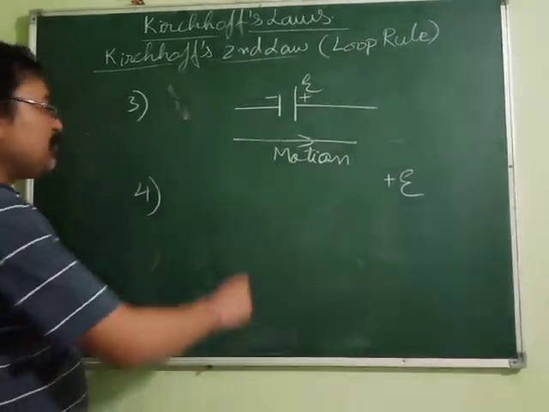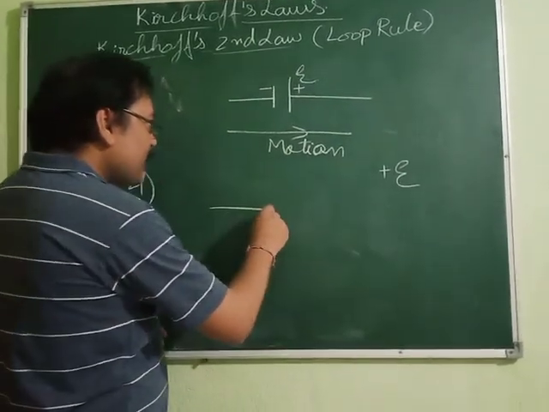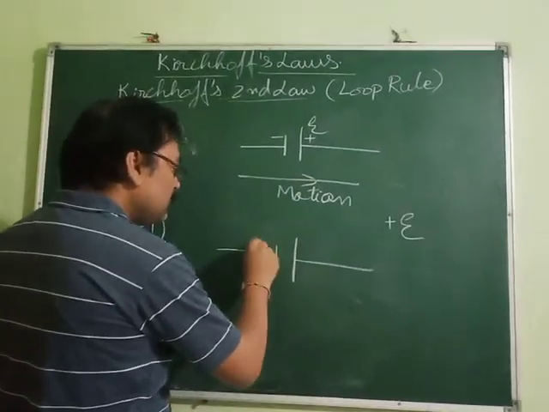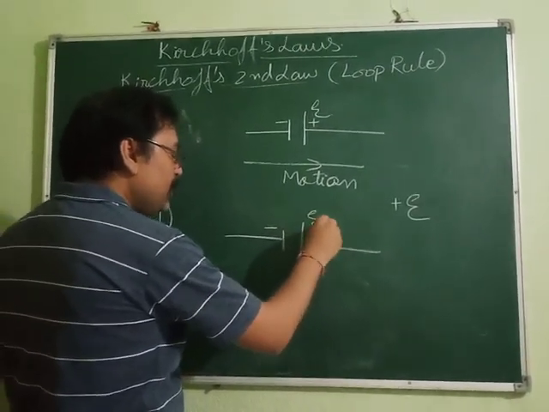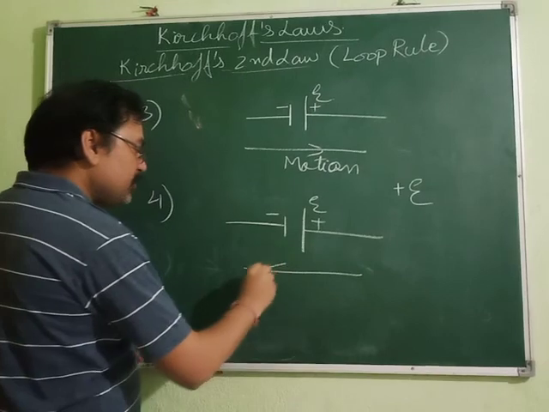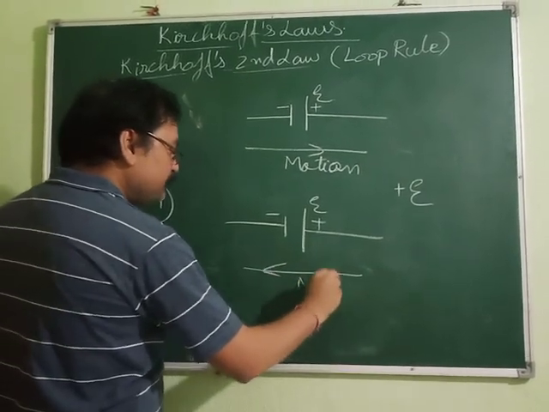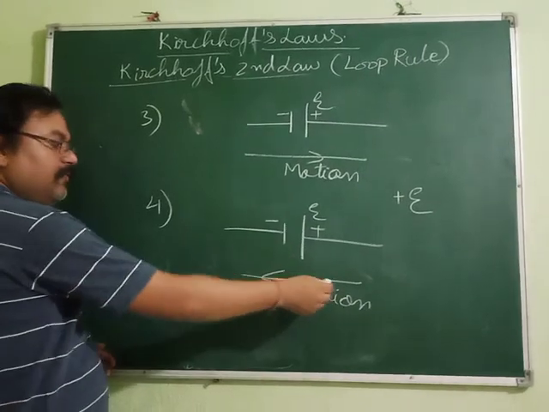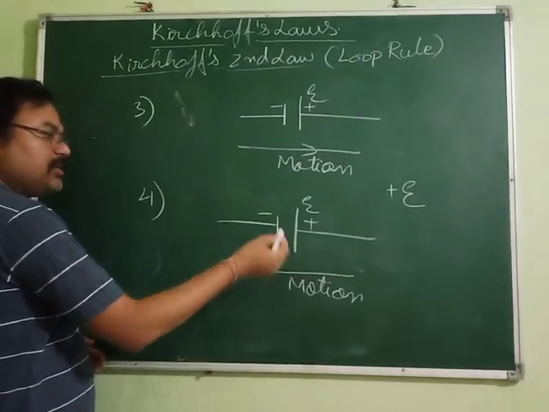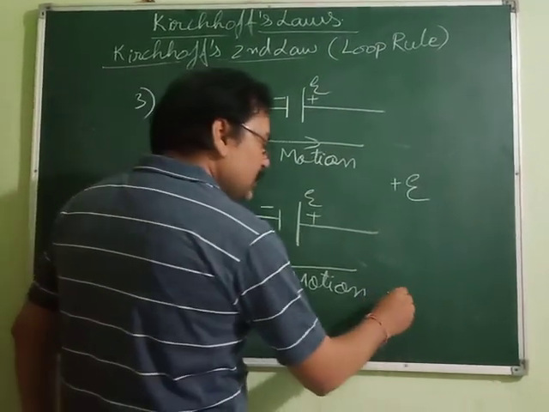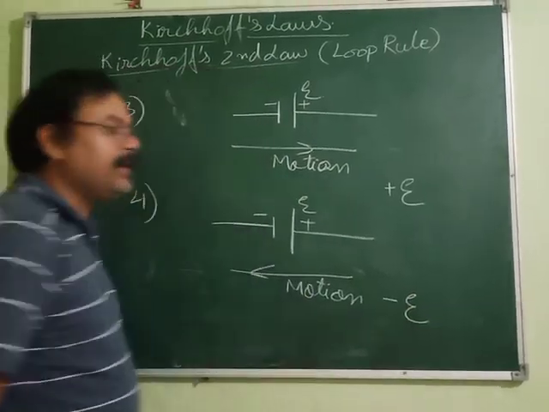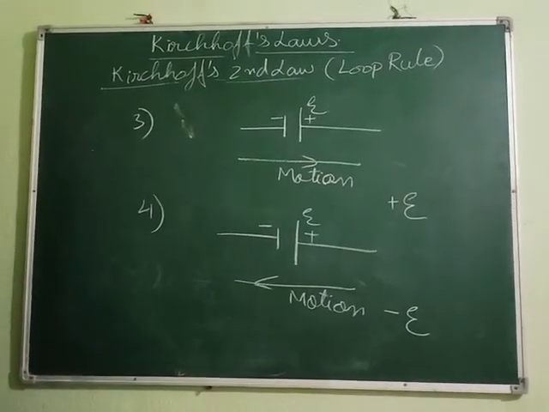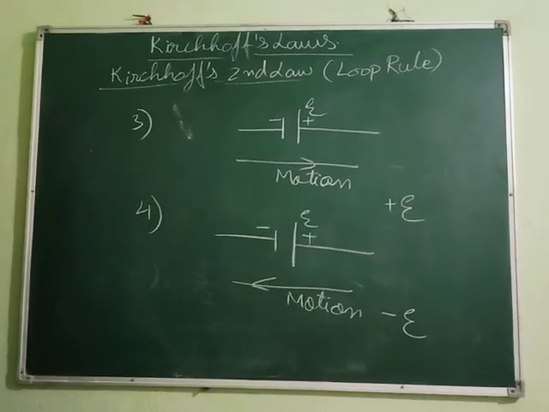Now what does it mean? See, suppose this is the same cell, which has EMF E, but we are moving in this direction. This is the direction of motion. You can see first we are crossing the positive terminal, then the negative terminal. In this case, the EMF will be taken as negative. Done?